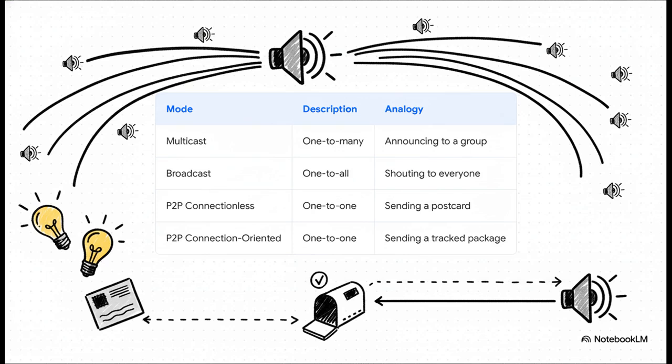And this flexibility is just key. For example, KNX can send a single message to a specific group of lights, or it can broadcast to every device in a line. It can even send a message in that tracked package style with delivery confirmation, which is perfect for critical things like firmware updates. It's all about picking the right tool for the job.